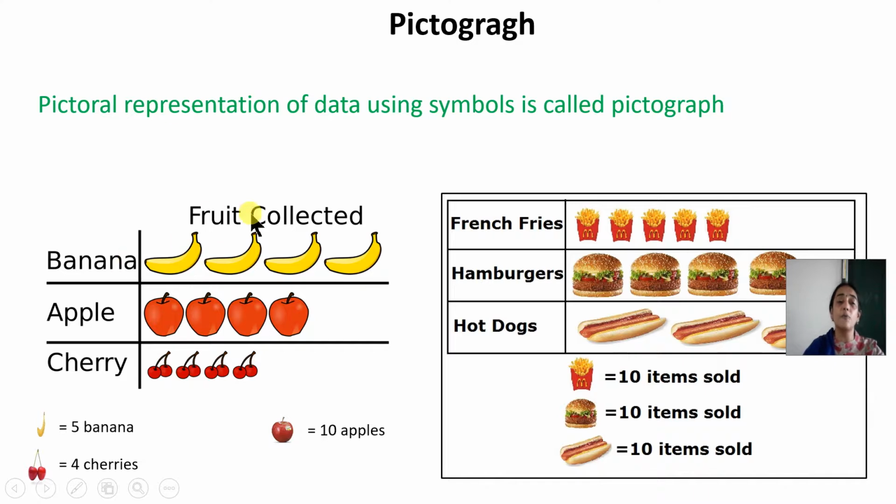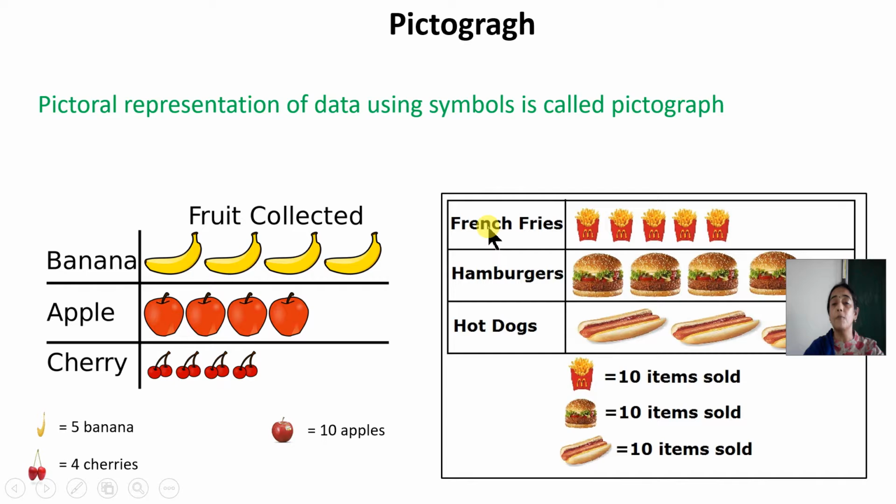Now, here the fruits collected: banana, apple and cherry. One symbol of a banana is equal to 5 bananas. That means how many total bananas? 5 into 4, 20. So instead of plotting 20 bananas, one symbol of banana is equal to 5 bananas. Similarly, one apple is equal to 10 apples. So how many apples in all? 40 apples. Same way here, one pair of cherry is equal to 4 cherries. So how many cherries here? There are 4. So 4 into 4 means 16 cherries.